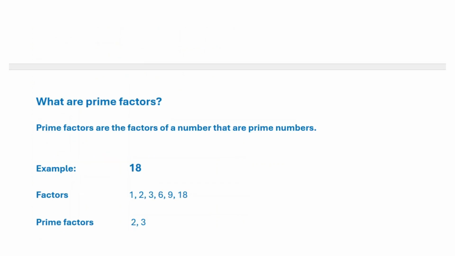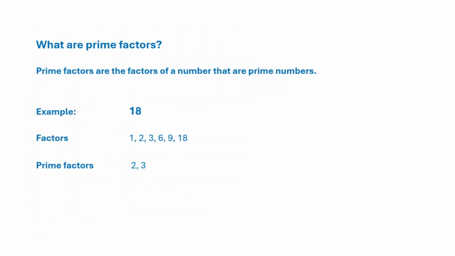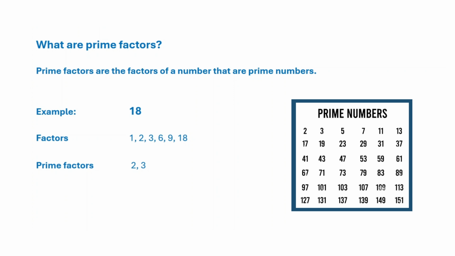Let's begin. Before we look at the method, let's quickly remind ourselves what prime factors are. Prime factors are simply factors of a number that are also prime numbers. A prime number is a number that can only be divided exactly by 1 and itself. For example, some prime numbers are 2, 3, 5, 7, 11, and so on. Now let's look at the number 18. The factors of 18 are 1, 2, 3, 6, 9, and 18. Among these factors, only 2 and 3 are prime numbers. So the prime factors of 18 are 2 and 3.